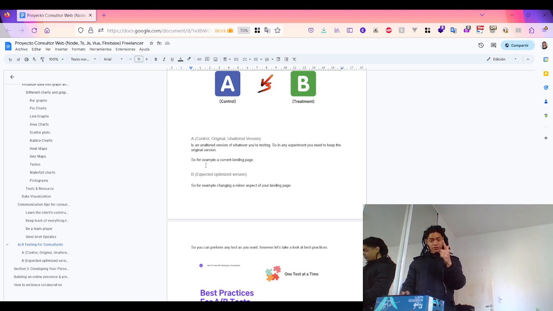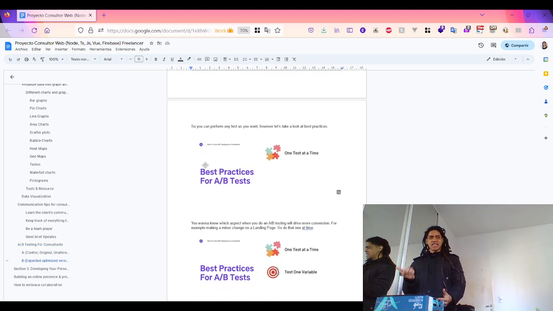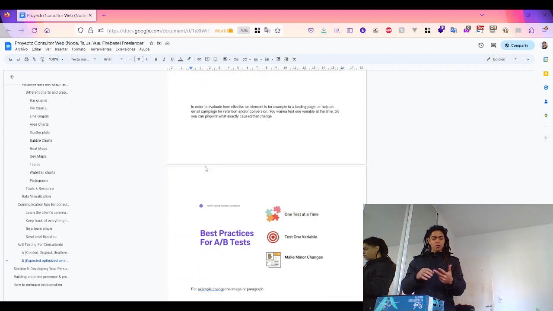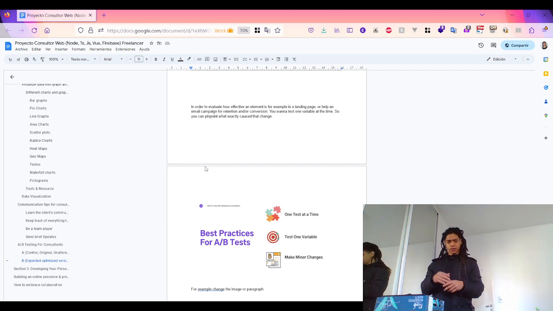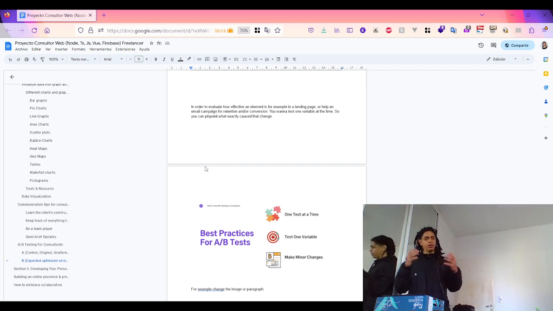Test one variable. So for example, if you change a paragraph on a landing page or the copywriting content of an email, test one variable by making a minor change so you can measure and pinpoint what drives more user retention or user conversions here. Also remember to split your test randomly, 50-50, and simultaneously, and before doing that test, decide on significance. Prioritize the test.